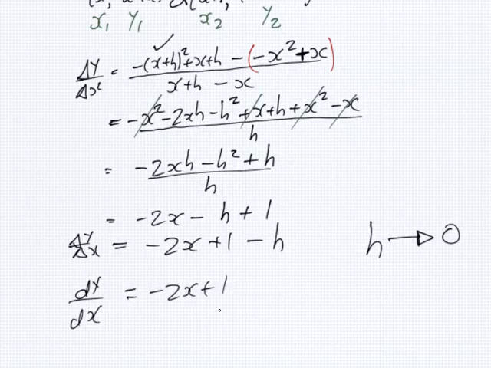If you want the slope of the tangent, it's minus 2x plus 1. In this case, I didn't give you the x, so you have to leave the answer like this. But often they'll give you the x, so they might say when x equals 2 or something.